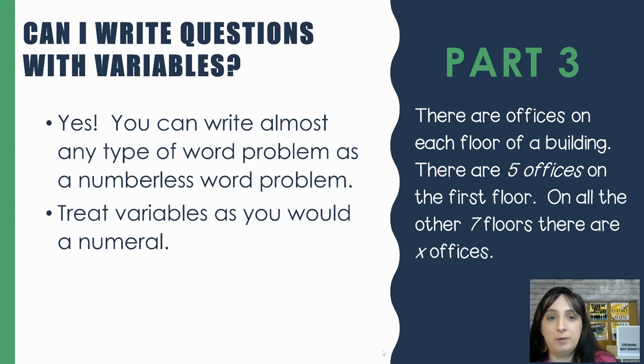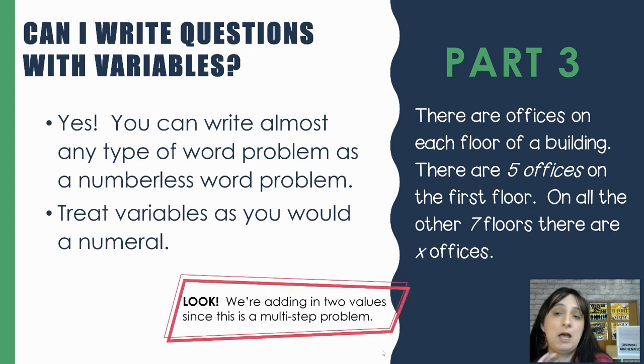Now we're on to part 3. So now we're going to add in some more values. In this case, because the problem is multi-step, you can see I'm going to add in 2 values on part 3 instead of just 1. So now our problem is that there are offices on each floor of a building. There are 5 offices on the first floor. On all the other 7 floors, there are X offices.